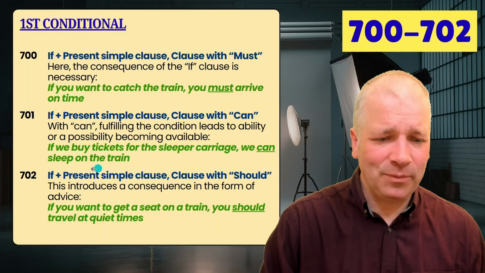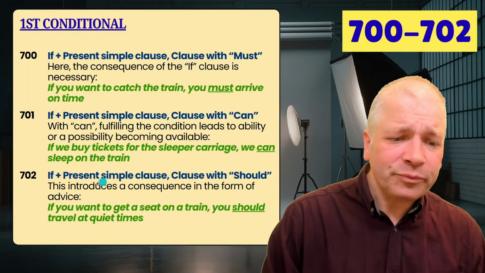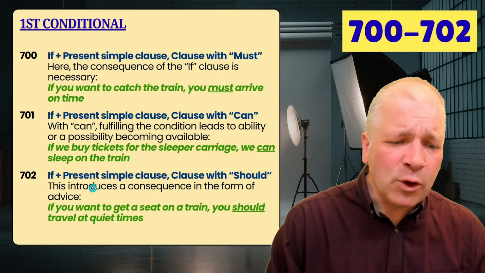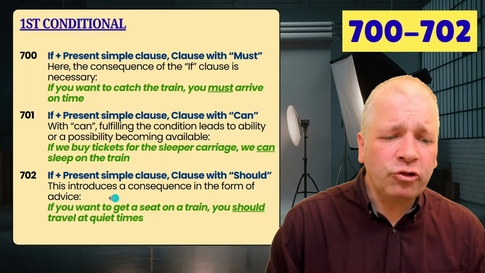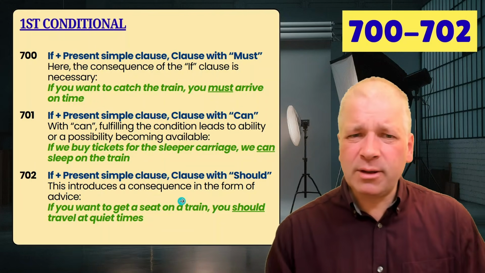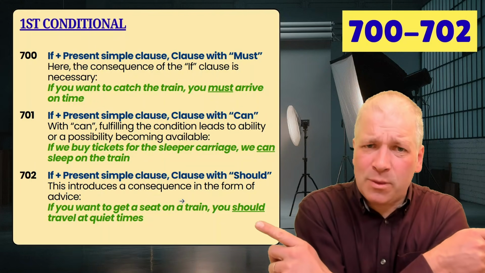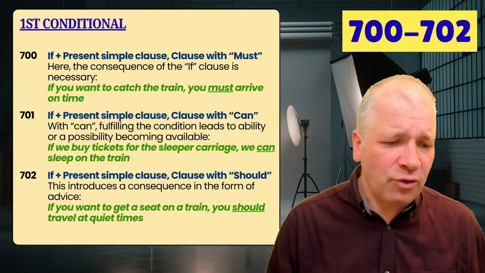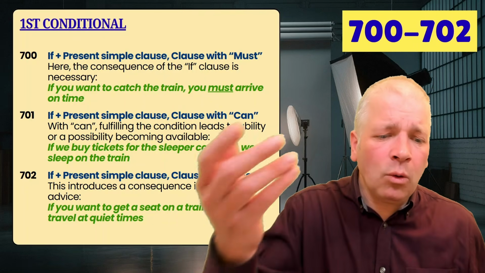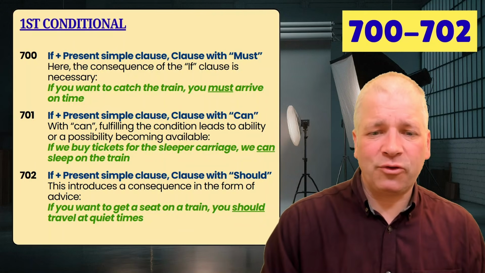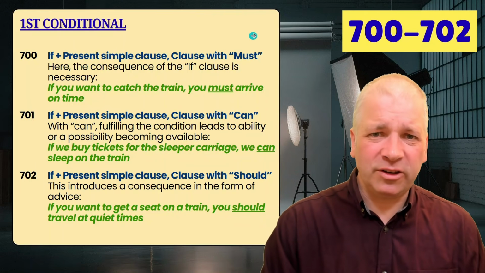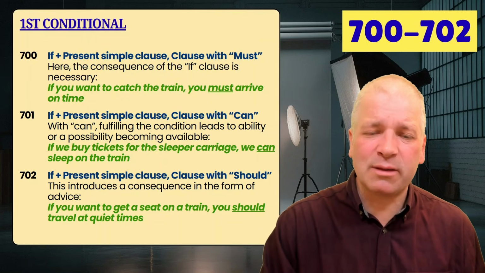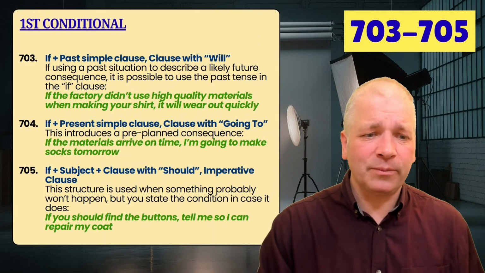We can. What about should? This introduces a consequence in the form of advice. If you want to get a seat on the train, you should travel at quiet times. Notice the order has gone backwards with must and should here. You should travel at quiet times in order to get the seat on the train. So the condition's actually gone the opposite way here with should and must. Doesn't always, but in these instances, that's what's happened.